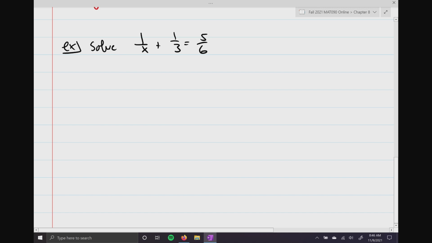Okay? So step 1, let's find that LCD. It's going to be 6. Now we're going to, oh, I'm lying to you. Our LCD is going to be 6x. Okay? So I'm going to multiply everything here by 6x. And watch what happens.